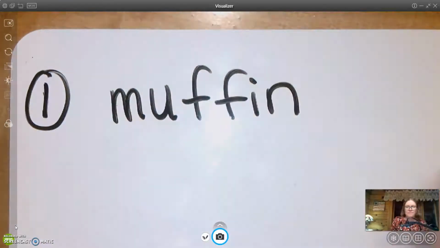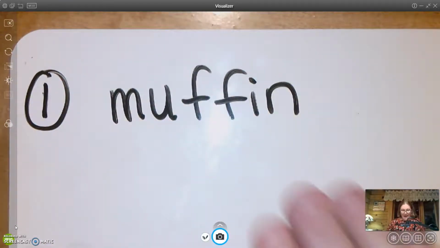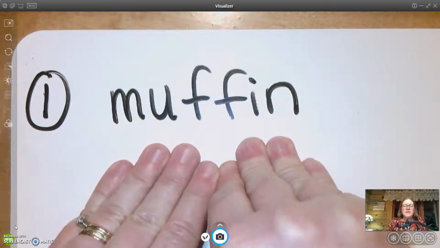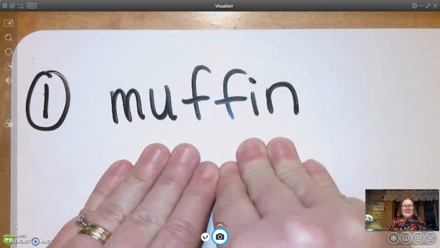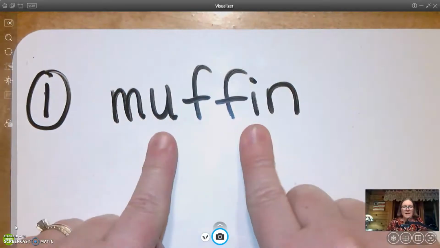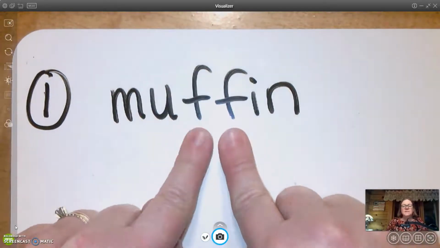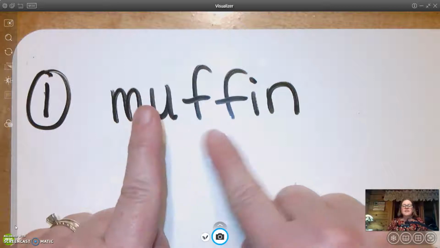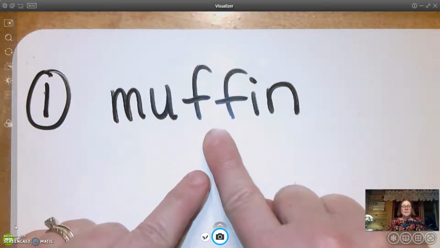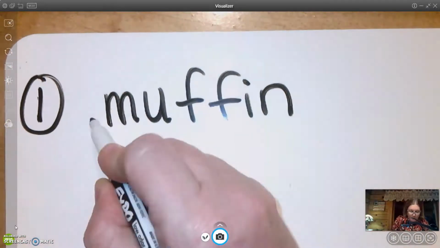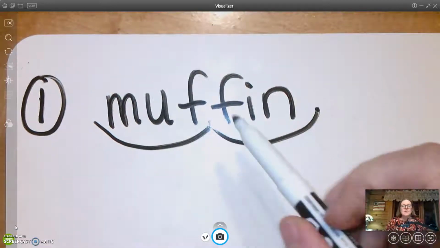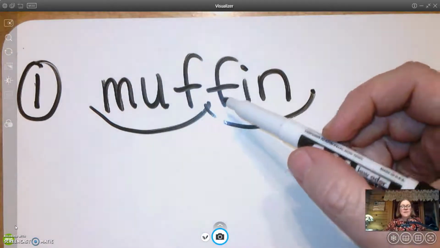Here's the word muffin. All right, so you've got to ask yourself, does this word need to be divided into syllables? Yes. Why? Because there are two vowels. Then you take a look at the consonants in between. The rule is that when you have a double consonant like this, you're supposed to bust the double consonants apart. So muff, in. Notice that I did not make the sound for the second F because it is silent.